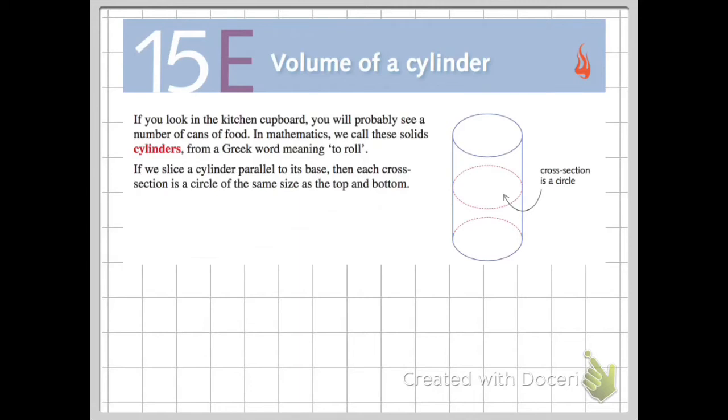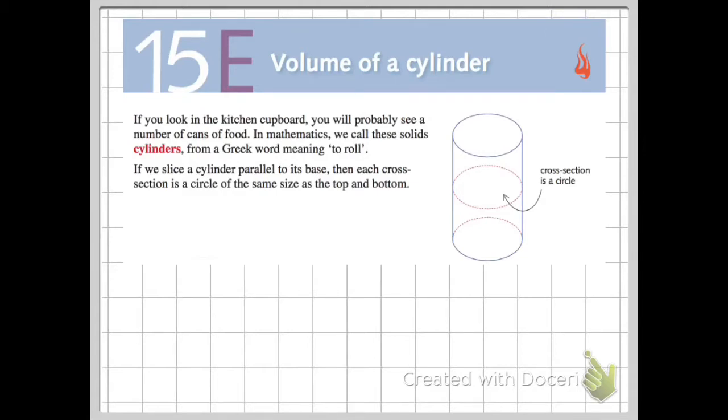In section 15E, we're looking at the volume of a cylinder, and there are some similarities with what we did to determine the volume of prisms. And the reason for that is that when we take a cross-section of a cylinder, we notice that each cross-section is a circle that has the same area as the base of the cylinder.